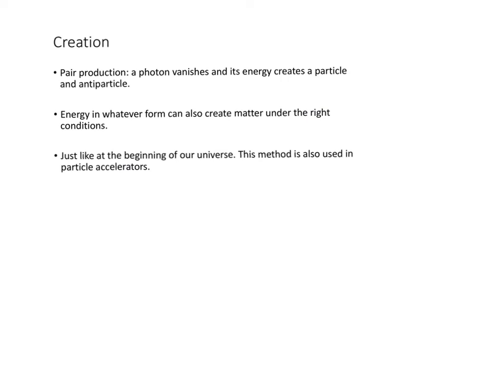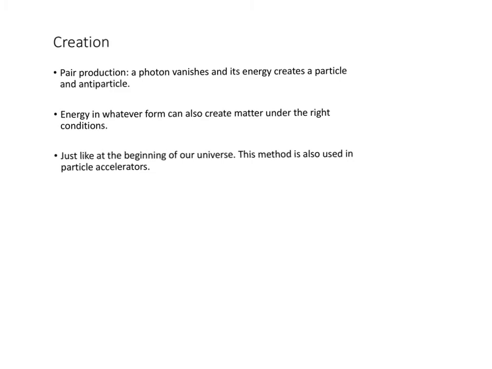Okay, so just like this annihilation process, there's also the pair production process, meaning that you can have a single photon that breaks down into a particle and its corresponding antiparticle. So in pair production, a photon will vanish and all that energy that the photon had will create a particle and an antiparticle. In any way or form, energy can also create matter if it's under the right conditions.